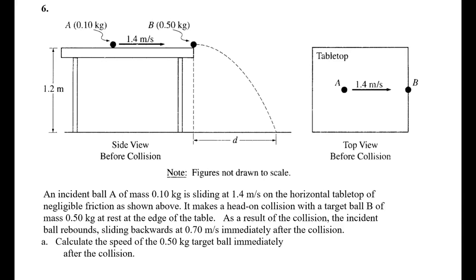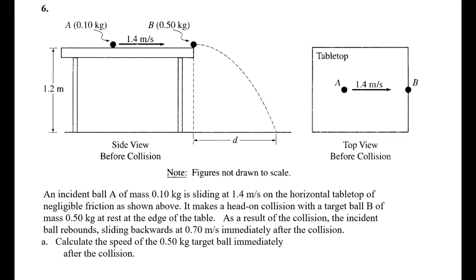This is problem number 6. We have a couple of pictures up here. We have a side view of the collision happening and the top view. So basically you're looking at it from a tabletop, from a side point of view, and then this is looking down from the top view. All right, it says the figures are not necessarily drawn to scale, so let's keep that in mind.